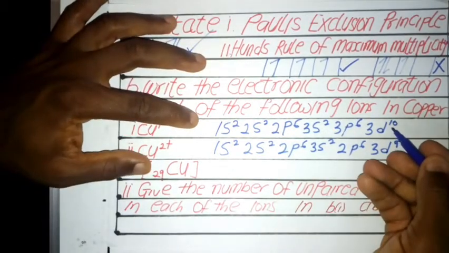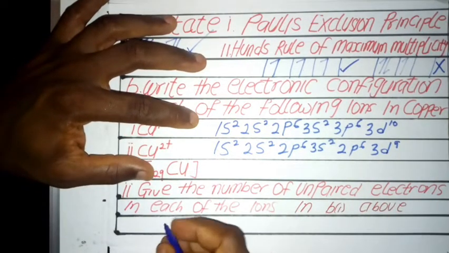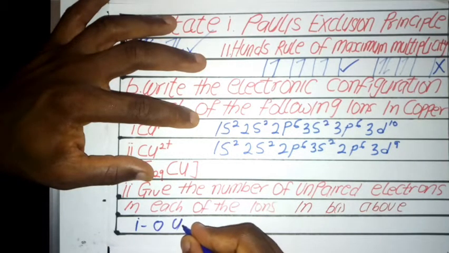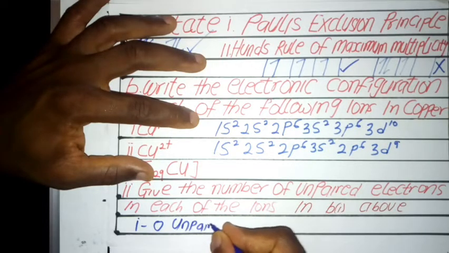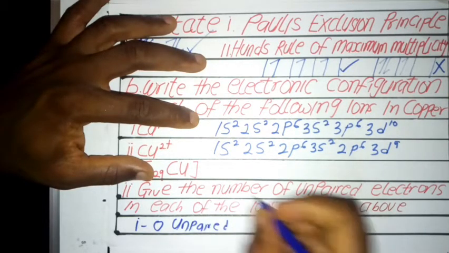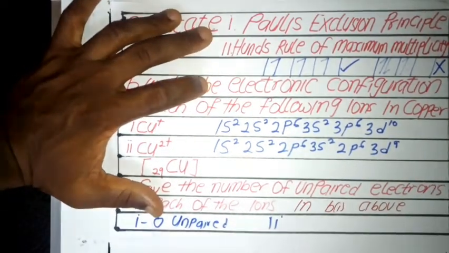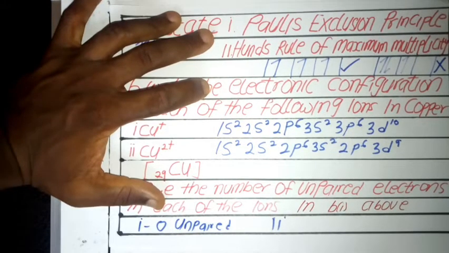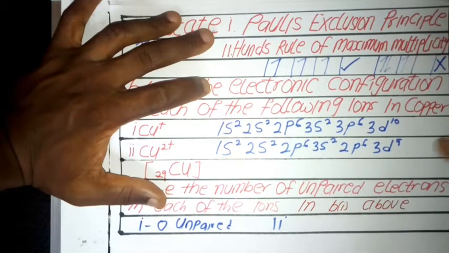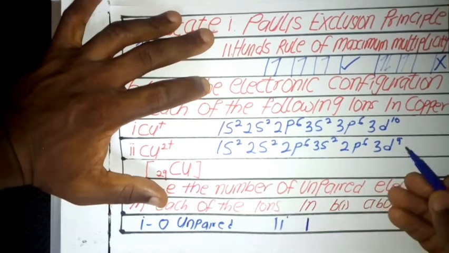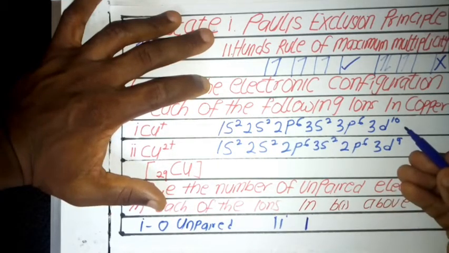So this one will have 0 unpaired electrons because the d orbital is full. Then for this one, this is 9, meaning there's 1 unpaired. Remember, d has 5 orbitals. Each of them contains a maximum of 2. So you'll be left with the last one. The last one will contain just 1. So this one has 1 unpaired. So the answer here is 1. The unpaired here is 1. The unpaired here is 0.